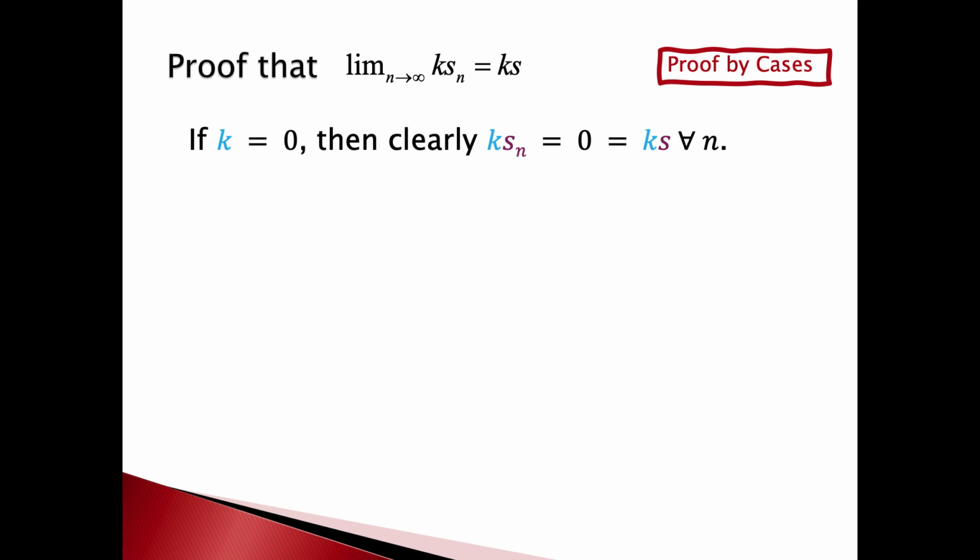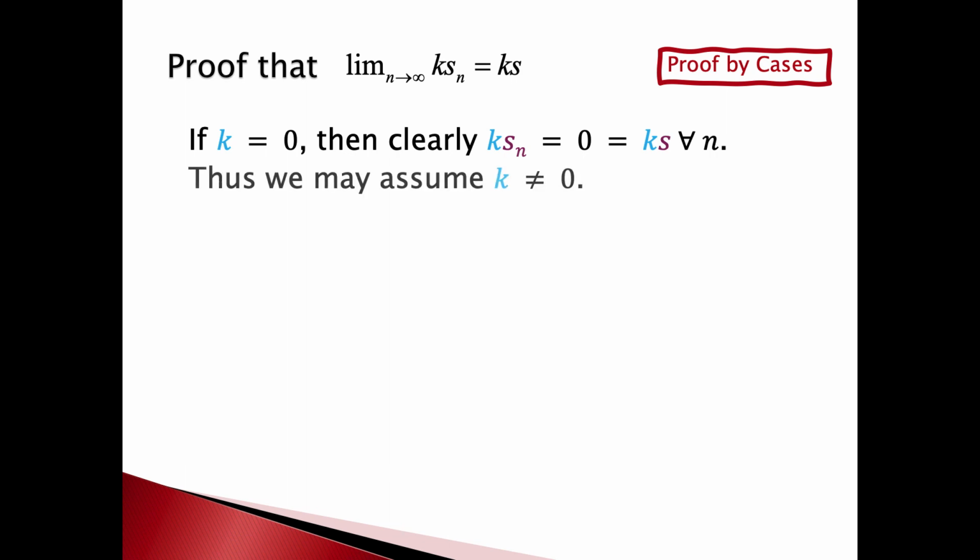And so if I multiply 0 times s, I'll still get 0. So if my k is 0, the whole thing just becomes a whole sequence full of zeros converging to 0. So this works, right? This is clearly true when k is equal to 0. So that's my first case.